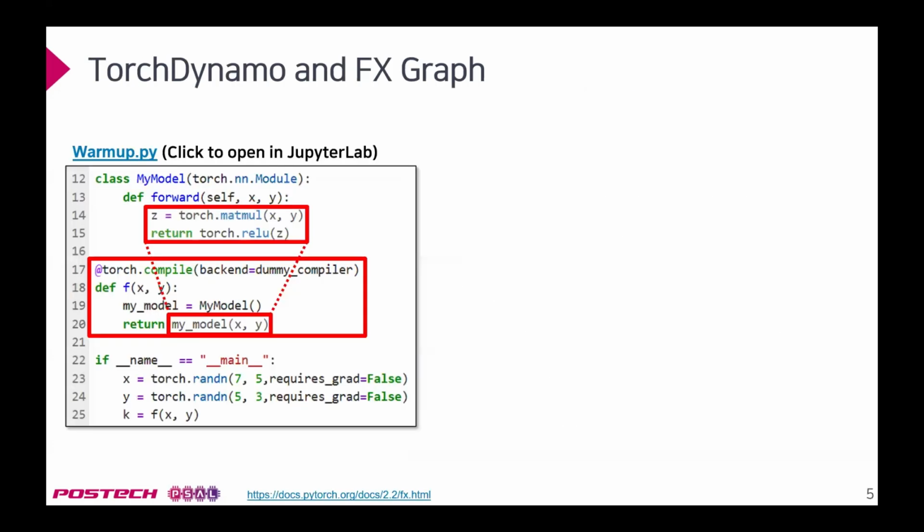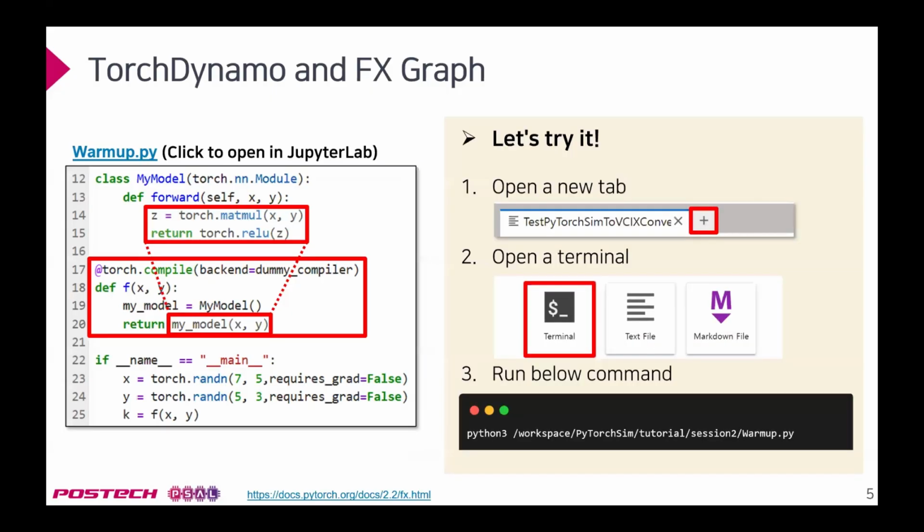To make this more concrete, let's look at a simple example. We have a file called warmup.py, and you can open it in Jupyter Lab. And to try it yourself, open a new tab, open a terminal and run the below command. And this will let you see Torch Dynamo in action. I'll give you a minute to try this out and let me know if you run into any issues.